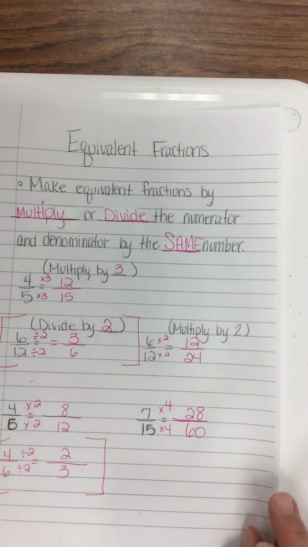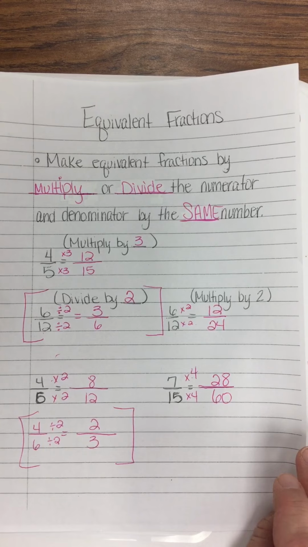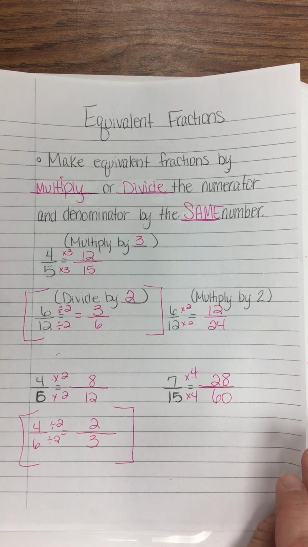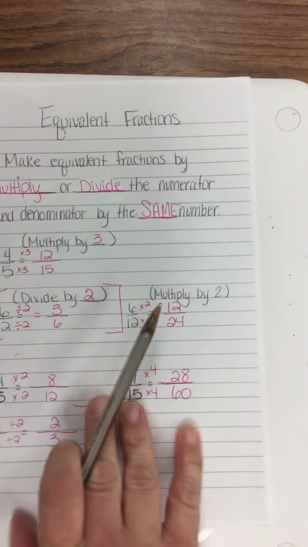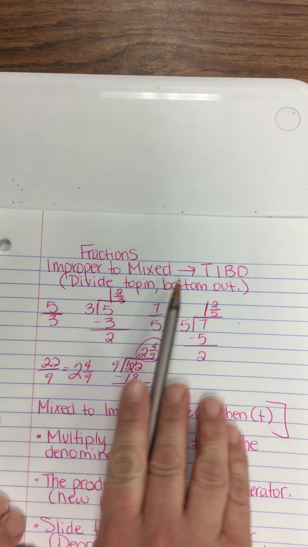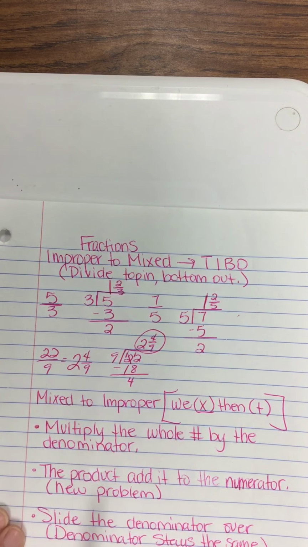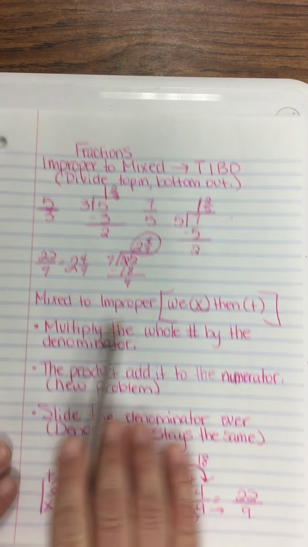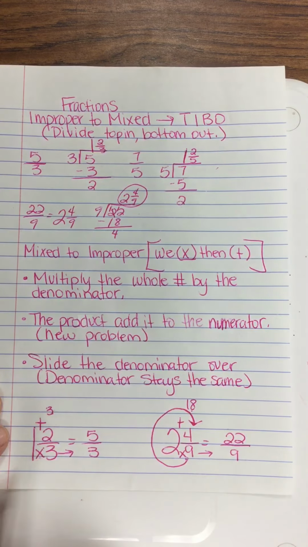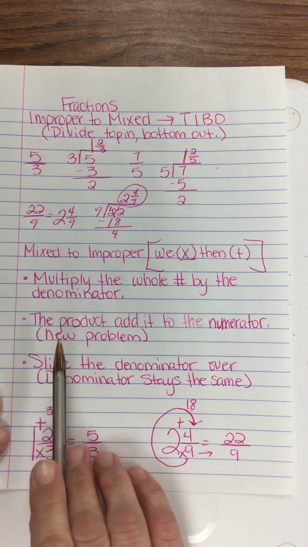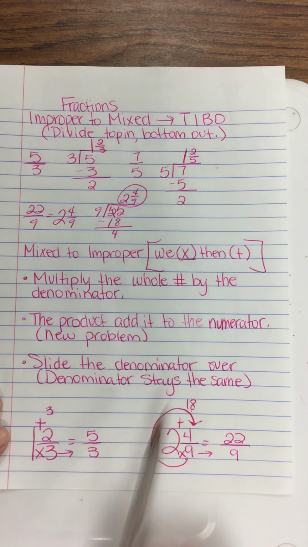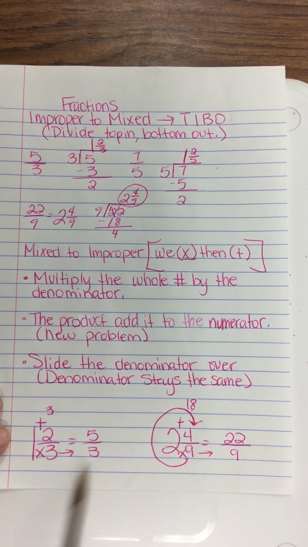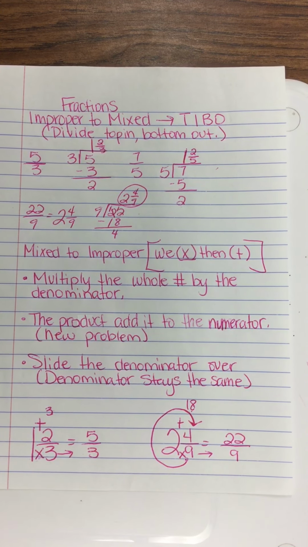Equivalent fractions, we either multiply or divide, but we have to do it to both numbers, the numerator and the denominator. Improper to mixed, we top in, bottom out. Mixed to improper, we multiply the whole number by the denominator, add the product of that to the numerator, and then make the new problem and slide the denominator over. Okay?